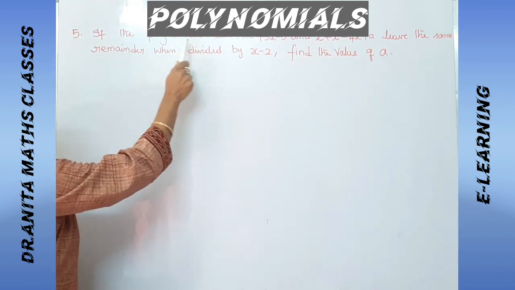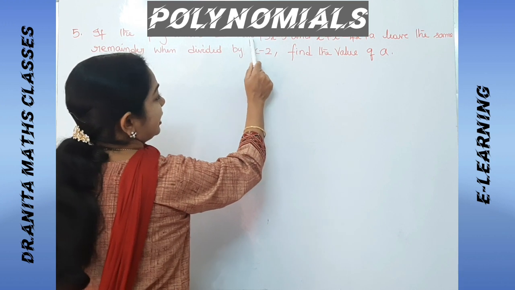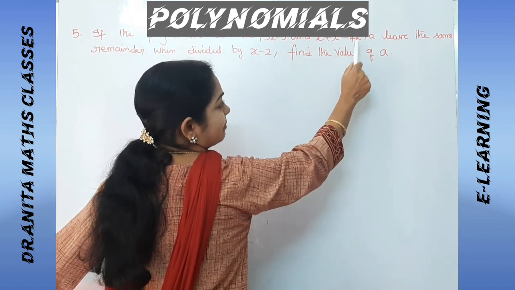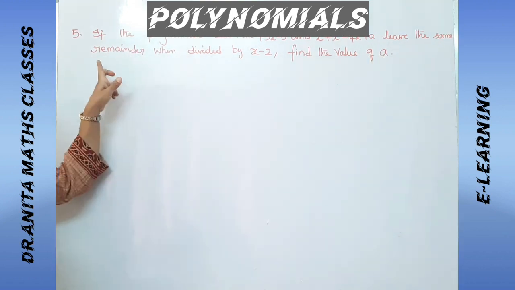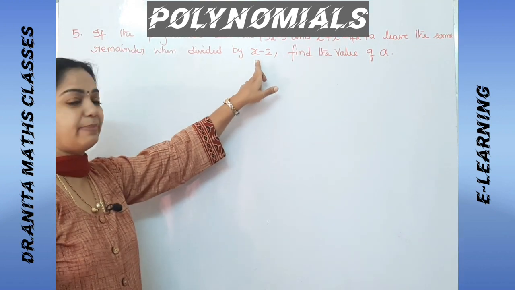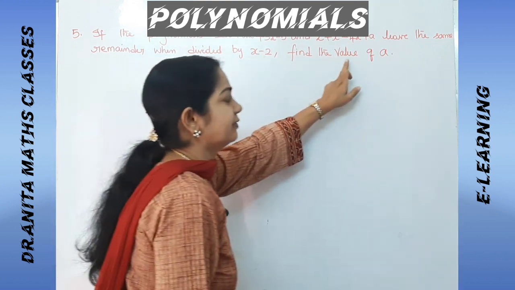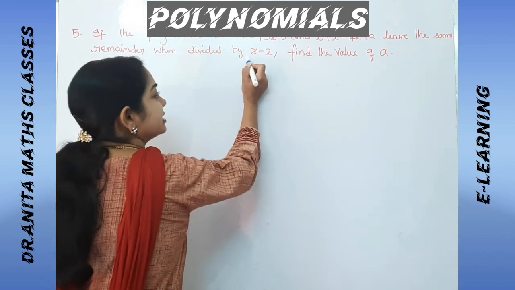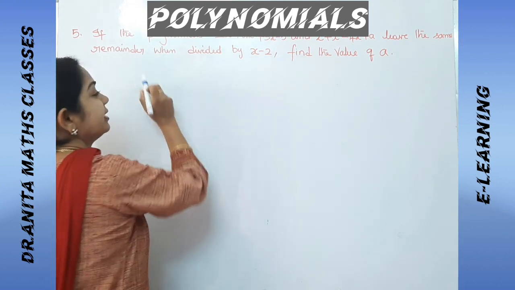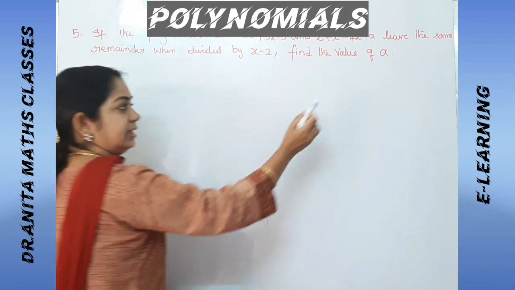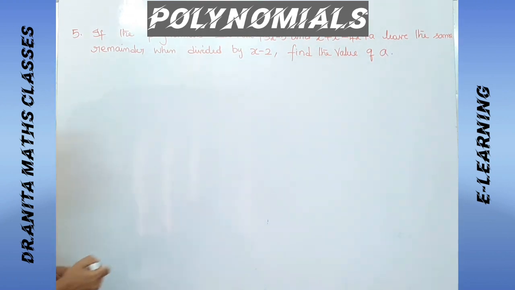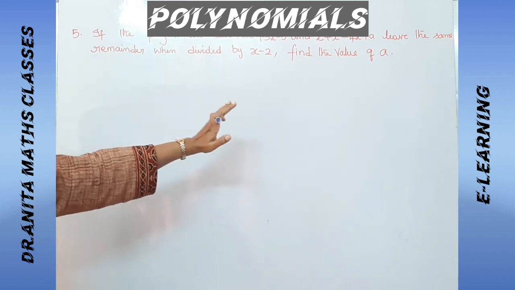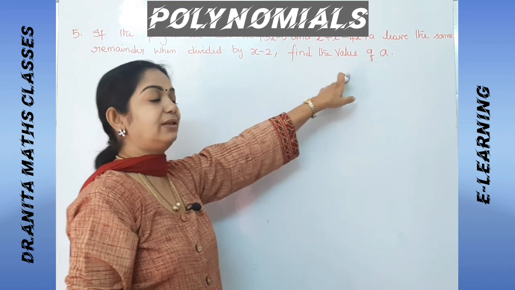Pause the video and note: if the polynomials 2x cube plus ax square plus 3x minus 5 and x cube plus x square minus 4x plus a leave the same remainder when divided by the linear polynomial x minus 2, find the value of a. Here two polynomials are given, and they are divided by the same polynomial and leave the same remainder. So we will find the remainders of the two polynomials, then equate the remainders so that we can get the value of a.